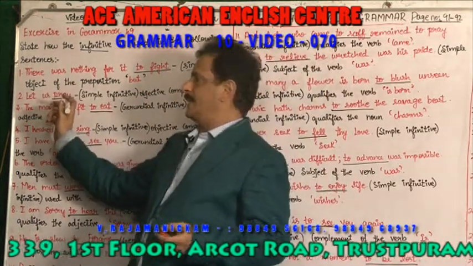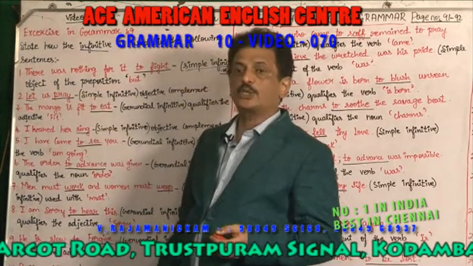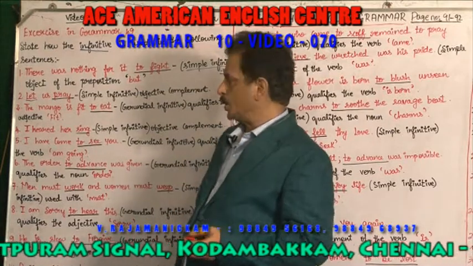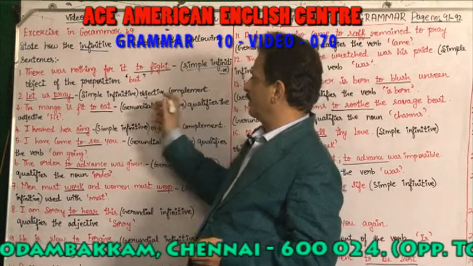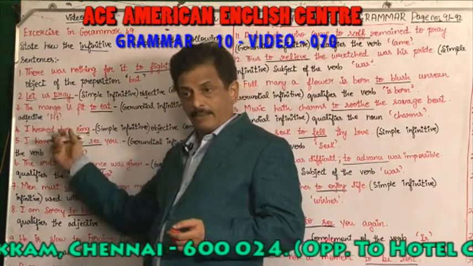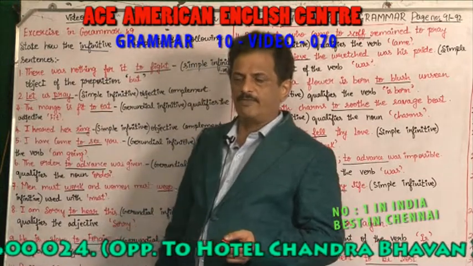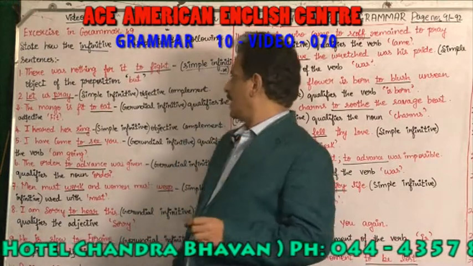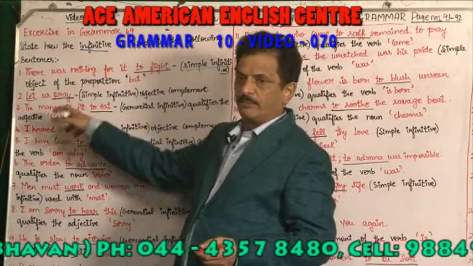"Let us pray." See, the word "let" is there, so you are not saying "let us to pray". When "let" is there, you are not using "to". So this is a simple infinitive, an objective complement. Let us pray: the word pray is used, that is, to pray. The infinitive is used as an object complement. So it comes and gives a meaning.